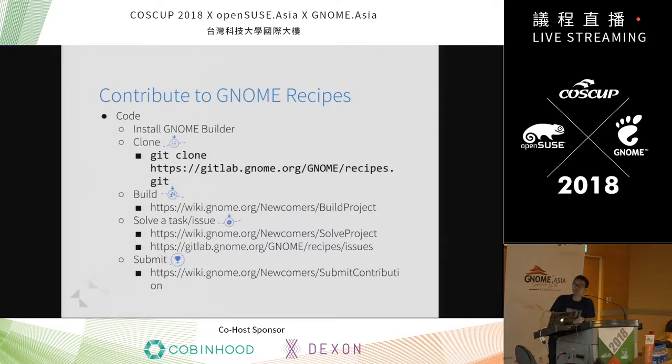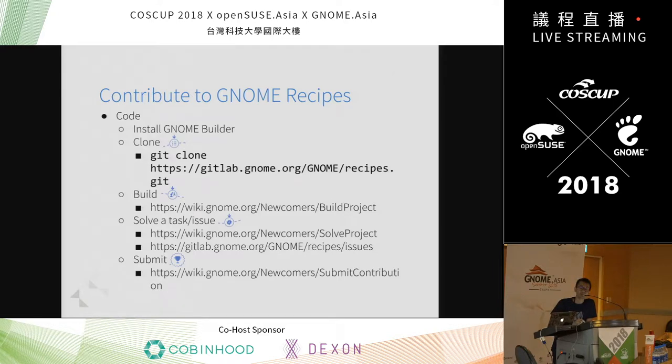And how do you contribute to Gnome Recipe? The first one, if you love to code, simply, first of all, install Gnome Builder. Why Gnome Builder? Because Gnome Recipe is made with Gnome Builder, and Gnome Builder is also friendly. If you're a newcomer, you can check wiki.gnome.org/newcomers. The first step is to clone the project from GitLab. Gnome already moved to GitLab for the code repository.